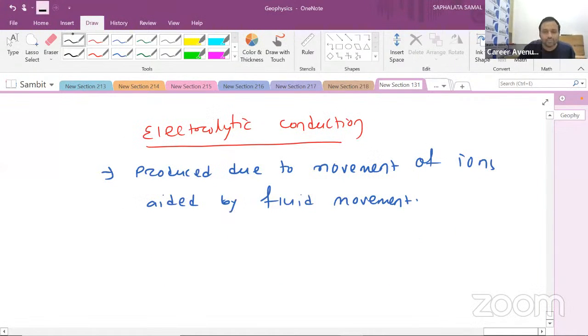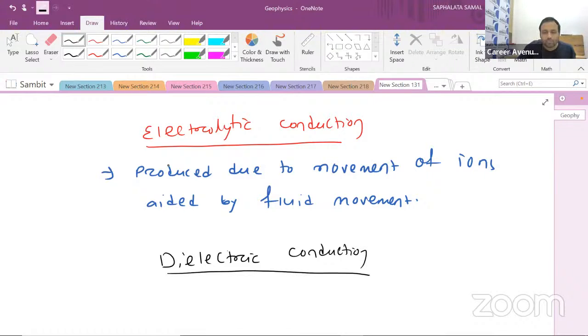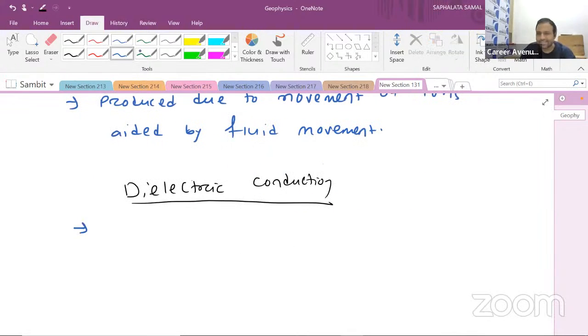Last but not the least, we have dielectric conduction, where the conduction is happening in the insulators. This type of conduction is very, very low, commonly found in insulators. For example, mica and muscovite have very low conductance. They will not carry electricity as effectively as other metals or minerals. They're called insulators. We see dielectric conduction in the insulator.